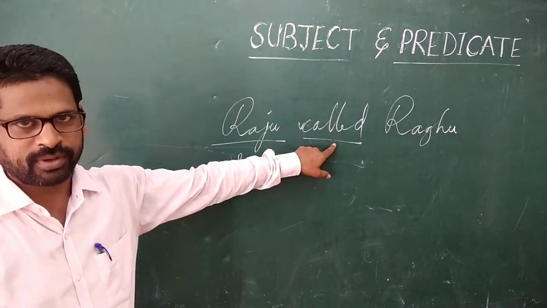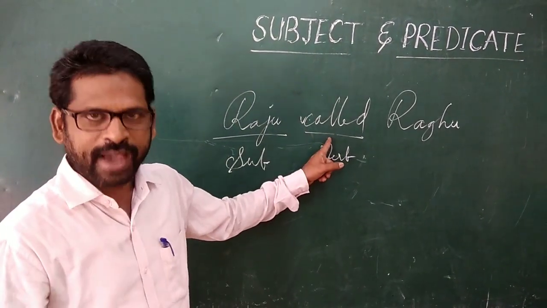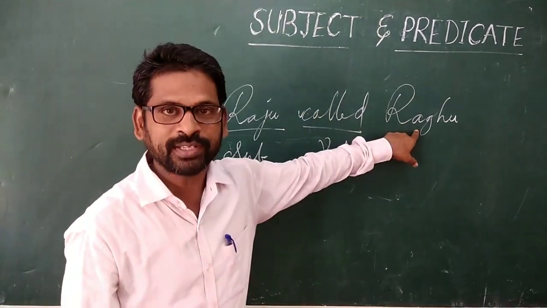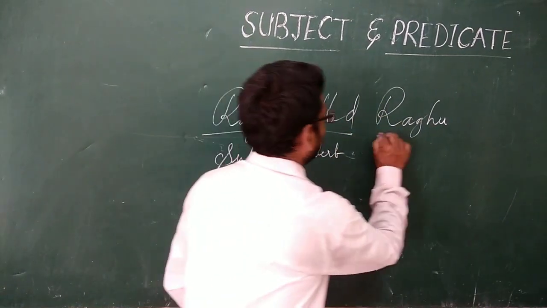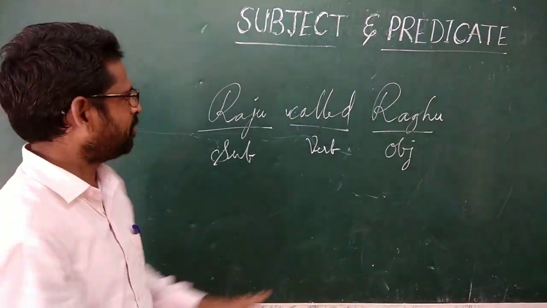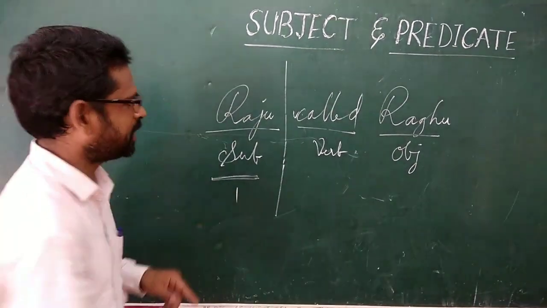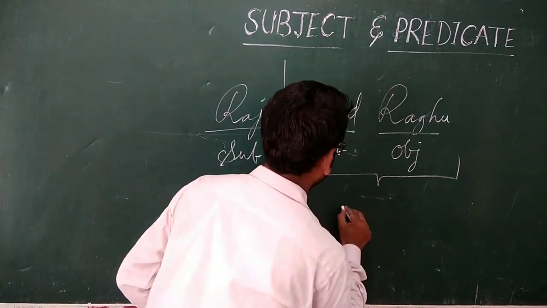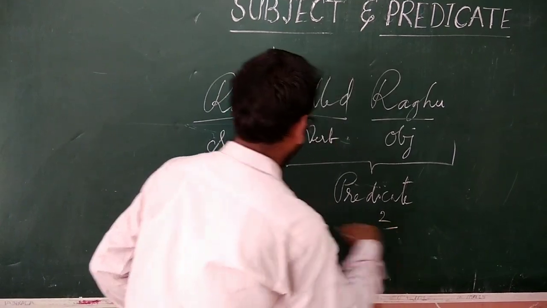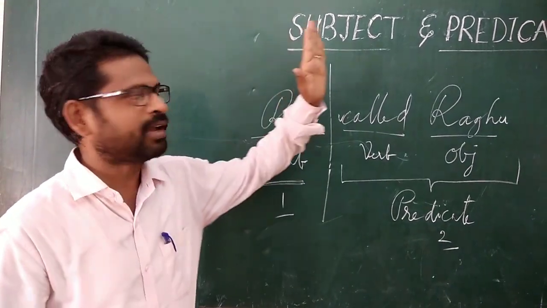This is the action. The action word is the verb. This is also clear. Receiver of the action: called is the verb, and who is receiving this action? Ravi is receiving the action. So the receiver is called the object. Is it clear? Subject, verb, object. Now there are two parts in a sentence. The first part is the subject, and the second part is called the predicate. So the general structure of an English sentence is subject and predicate.